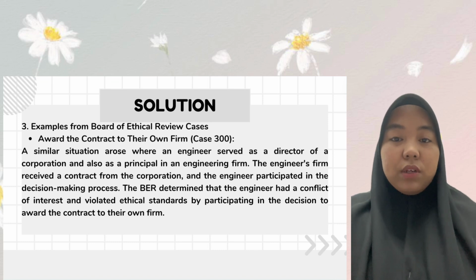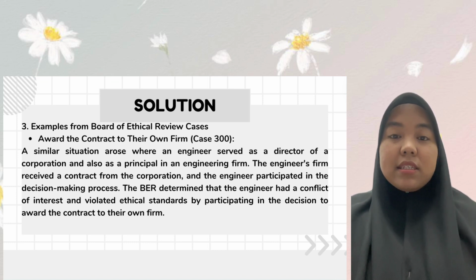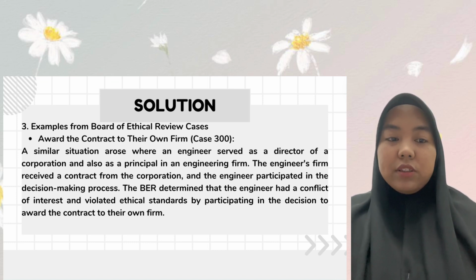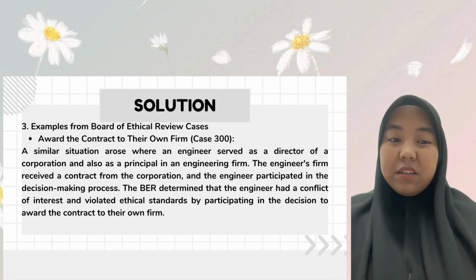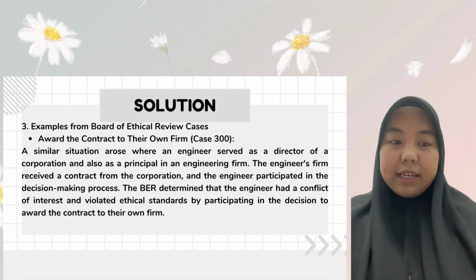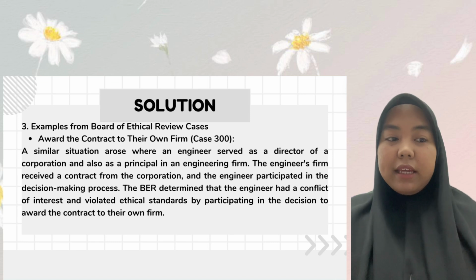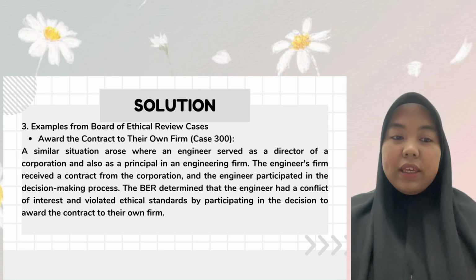A similar situation arose where an engineer served as a director of a corporation and also a principal in an engineering firm. This engineering firm received a contract from the corporation and the engineer participated in the decision-making process. The BER determined that the engineer had a conflict of interest and violated the ethical standards by participating in the decision to award the contract to their own firm.